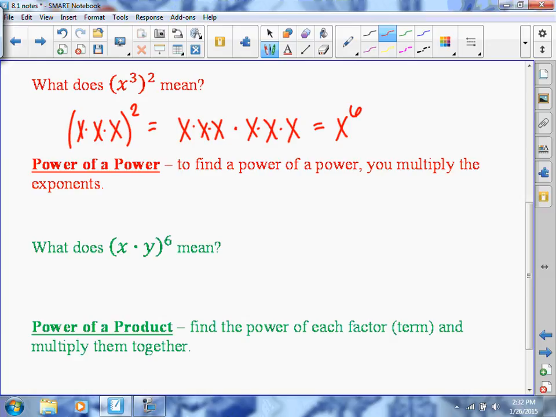So the shortcut then for this property is that when you have a power to a power, you want to multiply those numbers. And that's what the power of a power property says. It says that to find the power of a power, you multiply the exponents.